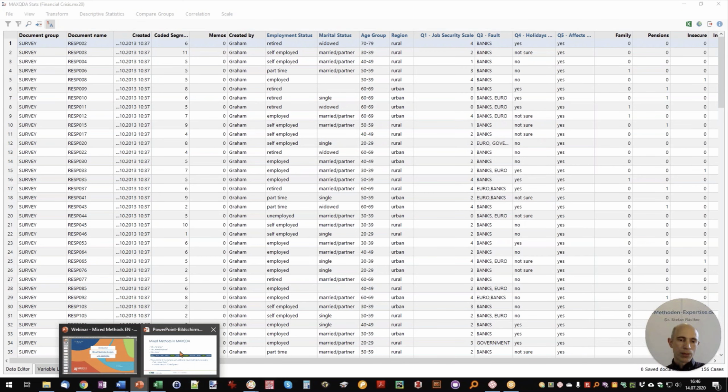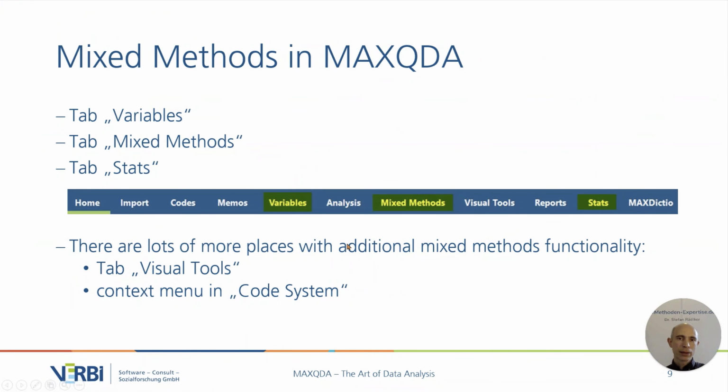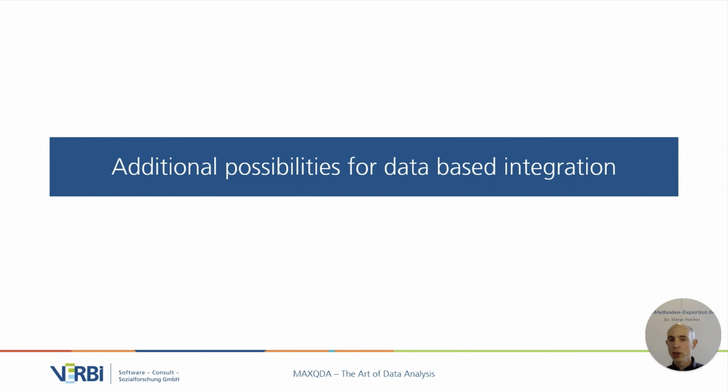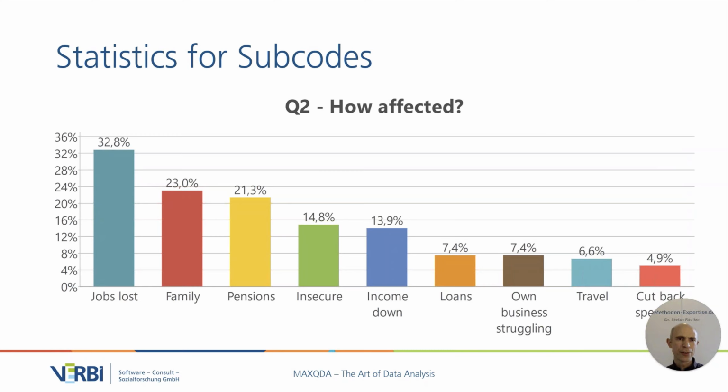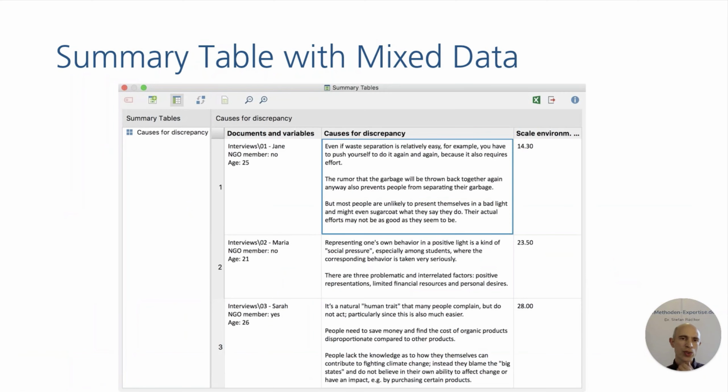So if I switch back here to our presentation, there are additional possibilities for database integration. I just want to mention them here. Statistics for subcodes, where we can see how often a subcode has been applied to the material. We can use summary tables with mixed data, where we have summaries of the coded segments, which we have written on our own, which we can present here in a table with mixed data, where we have quantitative information here on the right.